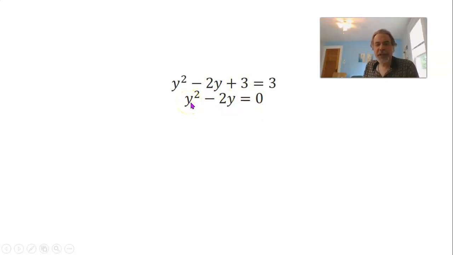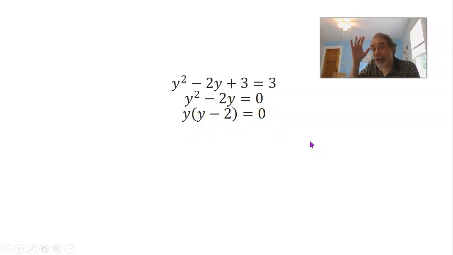How do you factor something like y squared minus 2y? There's just two terms there, and those two terms do have a common factor. What can I pull out from these two? Y. So they're both y times something. Y times y minus y times 2. So it's y times y minus 2 equals 0.